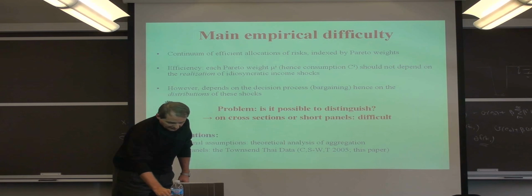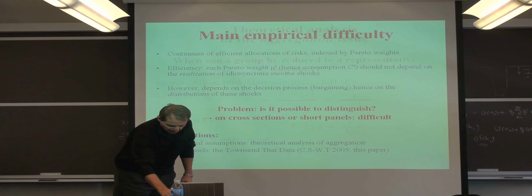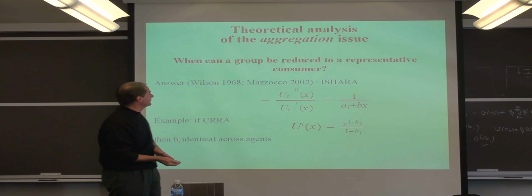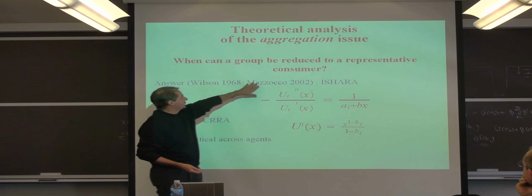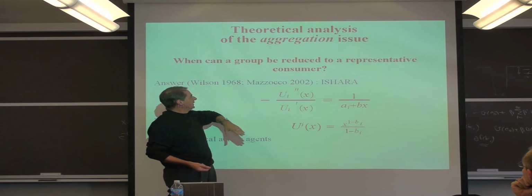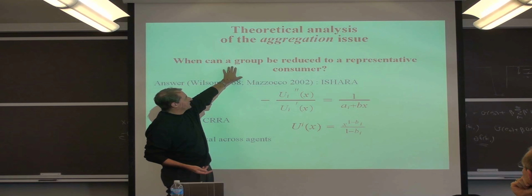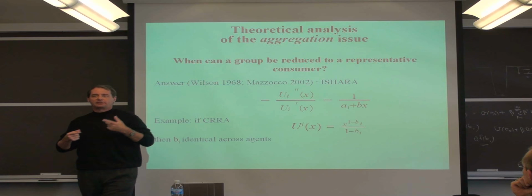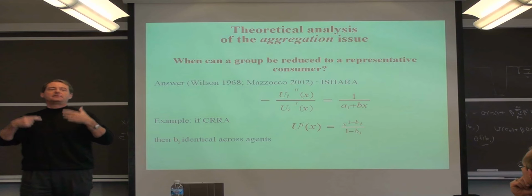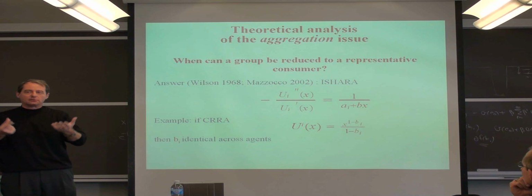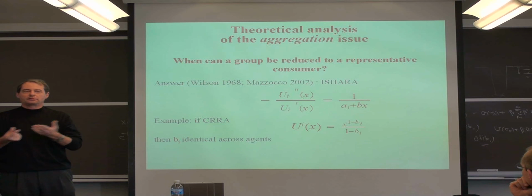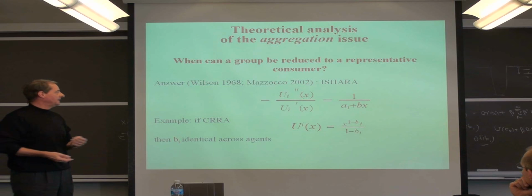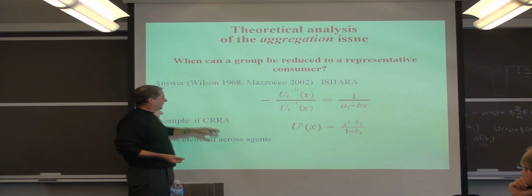And the way you do that is, well, actually it has been done in two ways. In the literature, there is a paper. So that was Mazzoco's PhD dissertation here. When is it the case that despite the fact that there are two people in the household, they share risk efficiently, they behave as if there was a single person? When is it that we can assume that there is only one person, even though there are two of them? And there we have a precise answer to that.